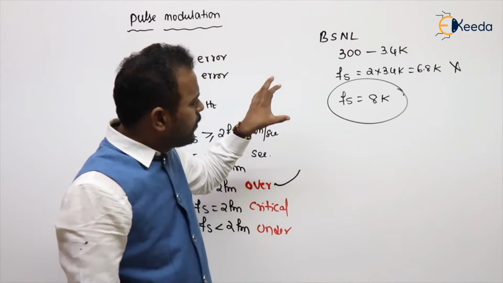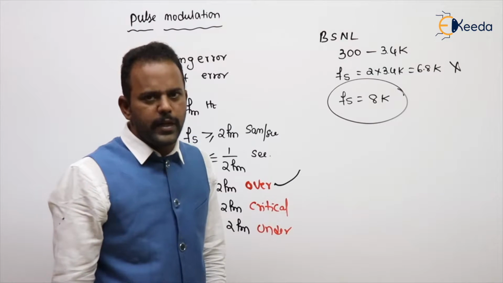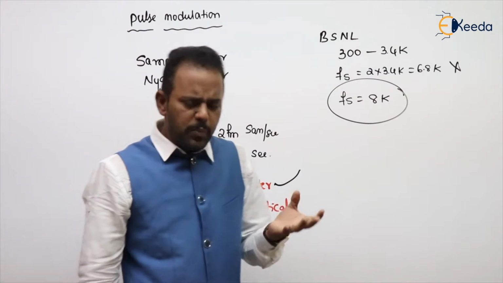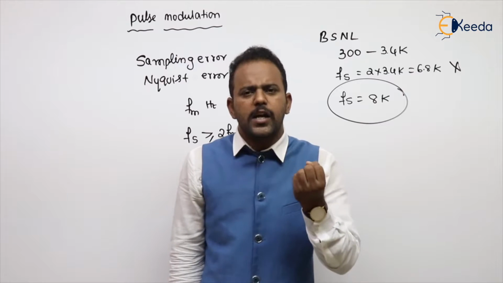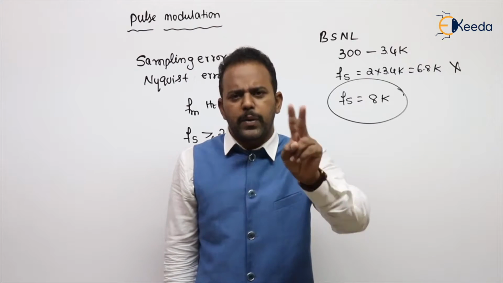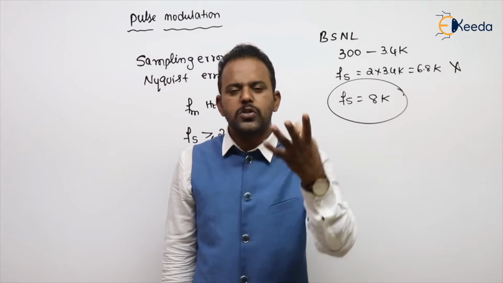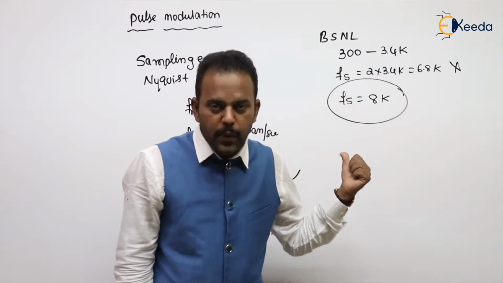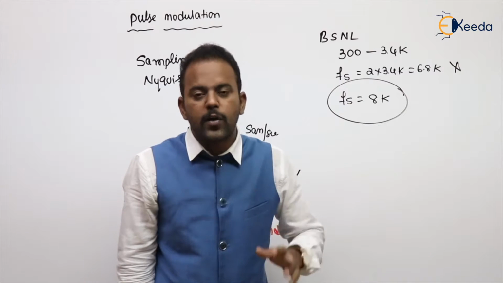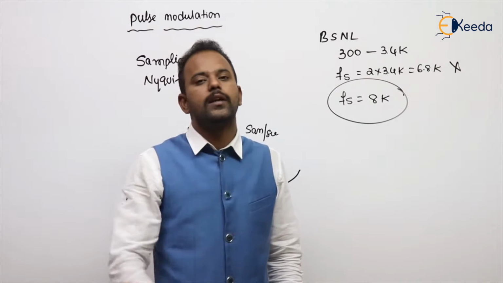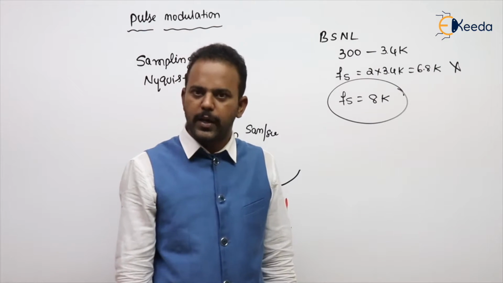Now, the importance of the sampling theorem is, students, any continuous time signal we can represent by 2 samples in 1 second. It's the most important thing of the sampling theorem, even though we are never losing any information. Are you getting my point?